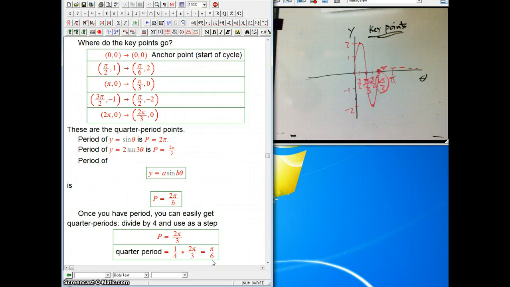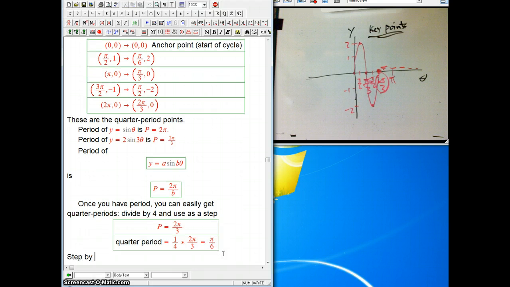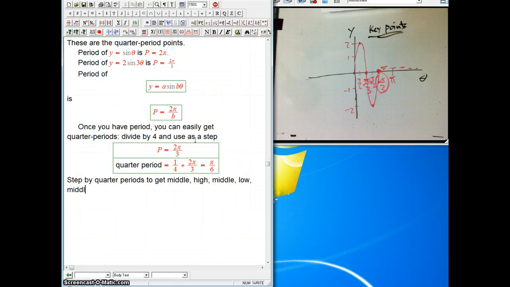And you just get a little cancellation. It's pi over 6. This is where I usually start out. I usually have people calculate the period and then look at the quarter period, and we're just going to step by quarter periods. An alternate way of getting these numbers is to step by quarter periods to get the middle, then high, then middle, then low point, and then middle again. And that ends out a period.